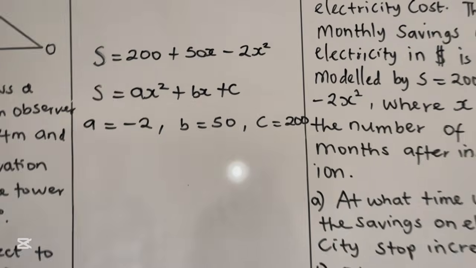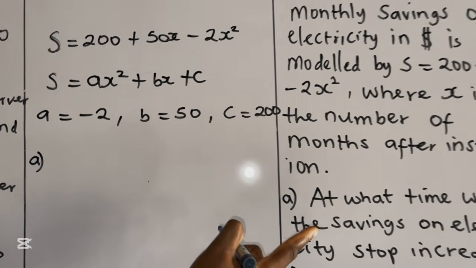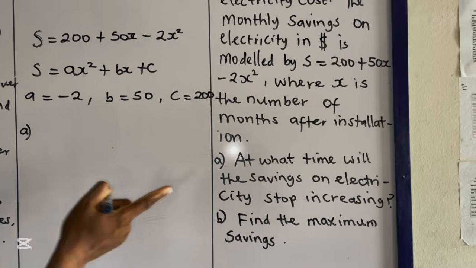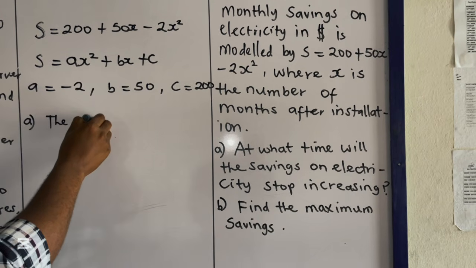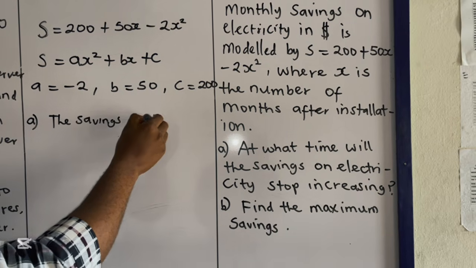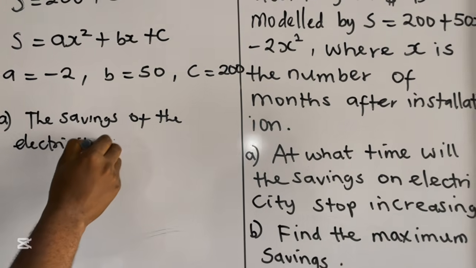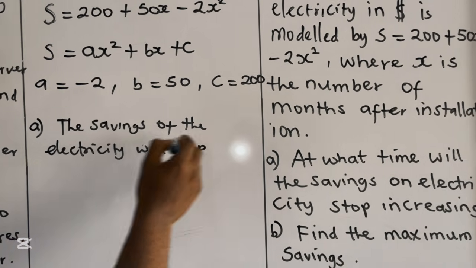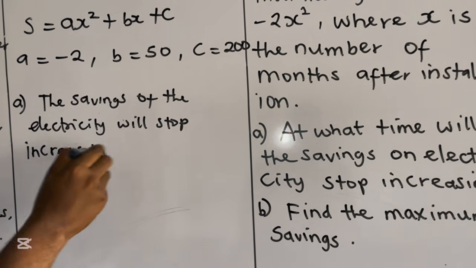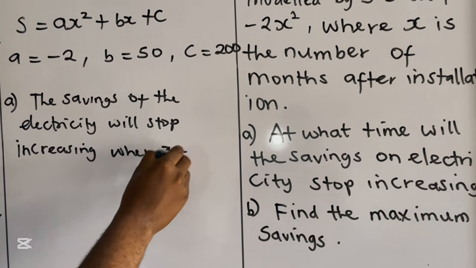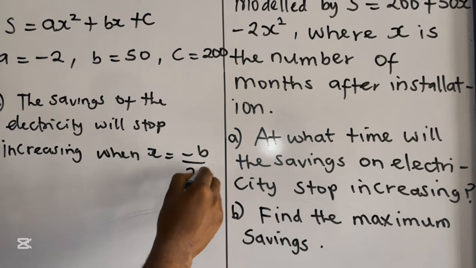Alright, so in this case now, the first question says, at what time will the savings on electricity stop increasing? So the savings of the electricity will stop increasing when x is equal to minus b over 2a.